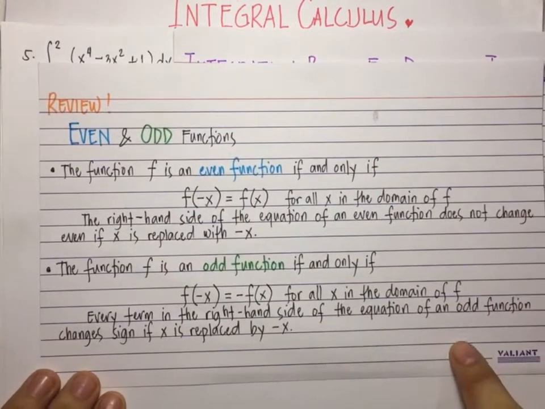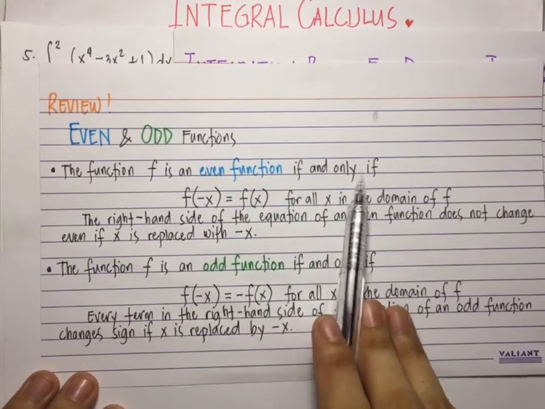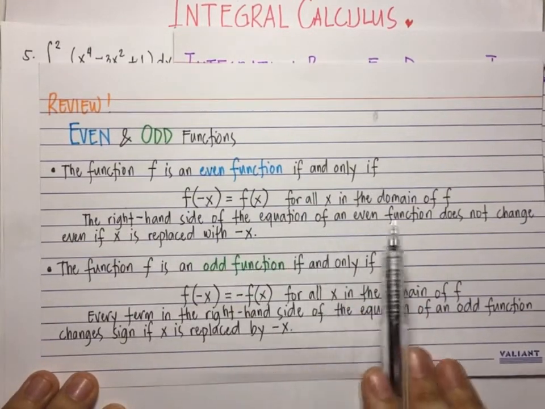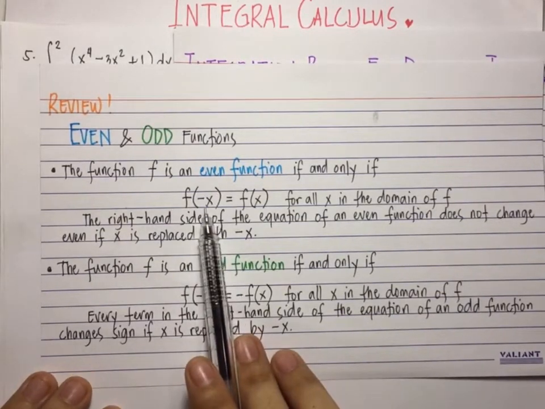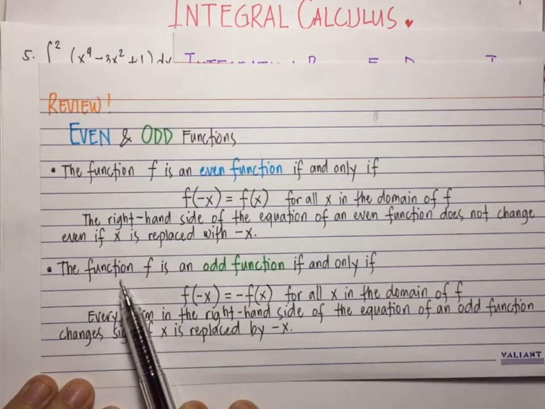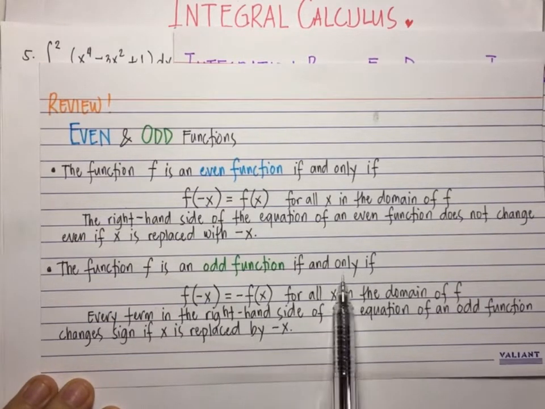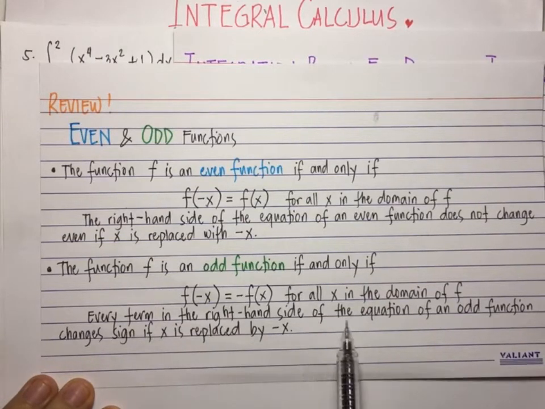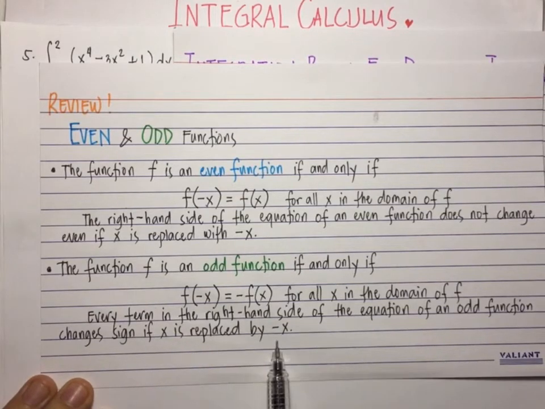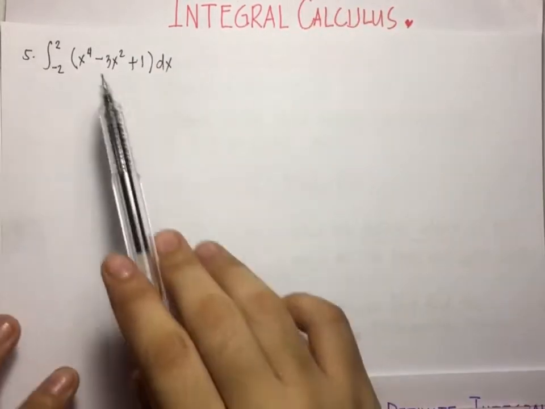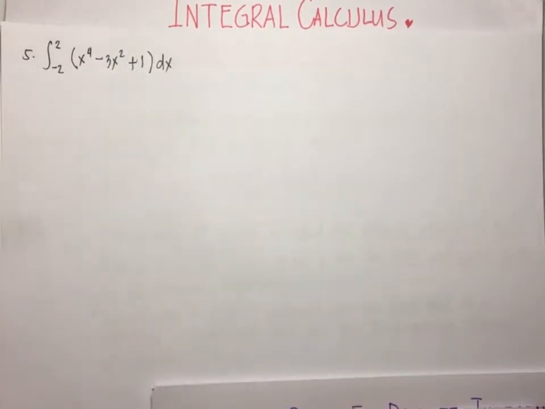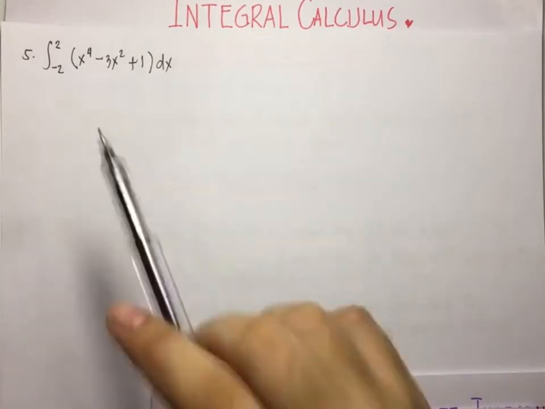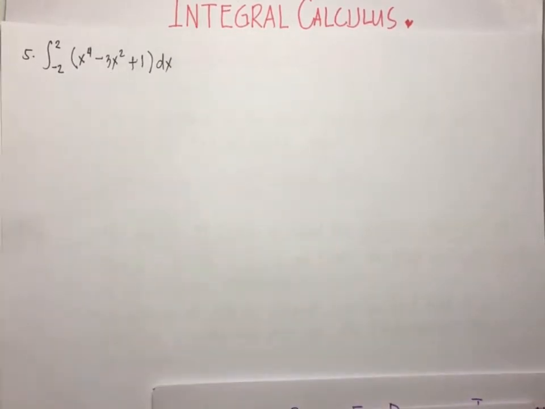Remember, the function is an even function if and only if the right-hand side of the equation does not change sign even if x is replaced with negative x. On the other hand, the function is an odd function if and only if every term in the right-hand side of the equation changes sign if x is replaced by negative x. Therefore, let us determine if x raised to 4 minus 3x squared plus 1 is an odd or even function by replacing x with negative x.